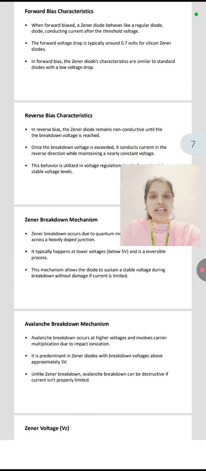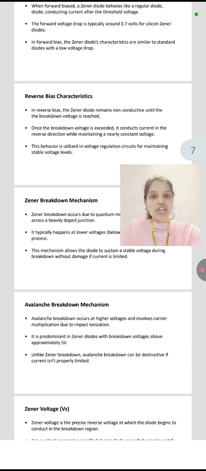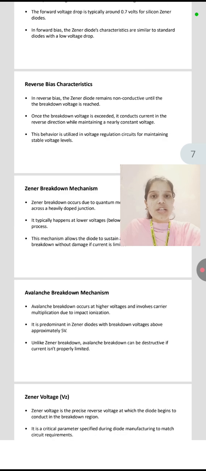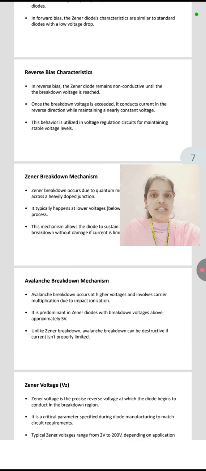And reverse bias characteristics of Zener diode. In reverse bias, the Zener diode remains non-conductive until the breakdown voltage is reached. Once the breakdown voltage is exceeded, it conducts current in the reverse direction while maintaining a nearly constant voltage. This behavior is utilized in voltage regulation circuits for maintaining stable voltage levels.